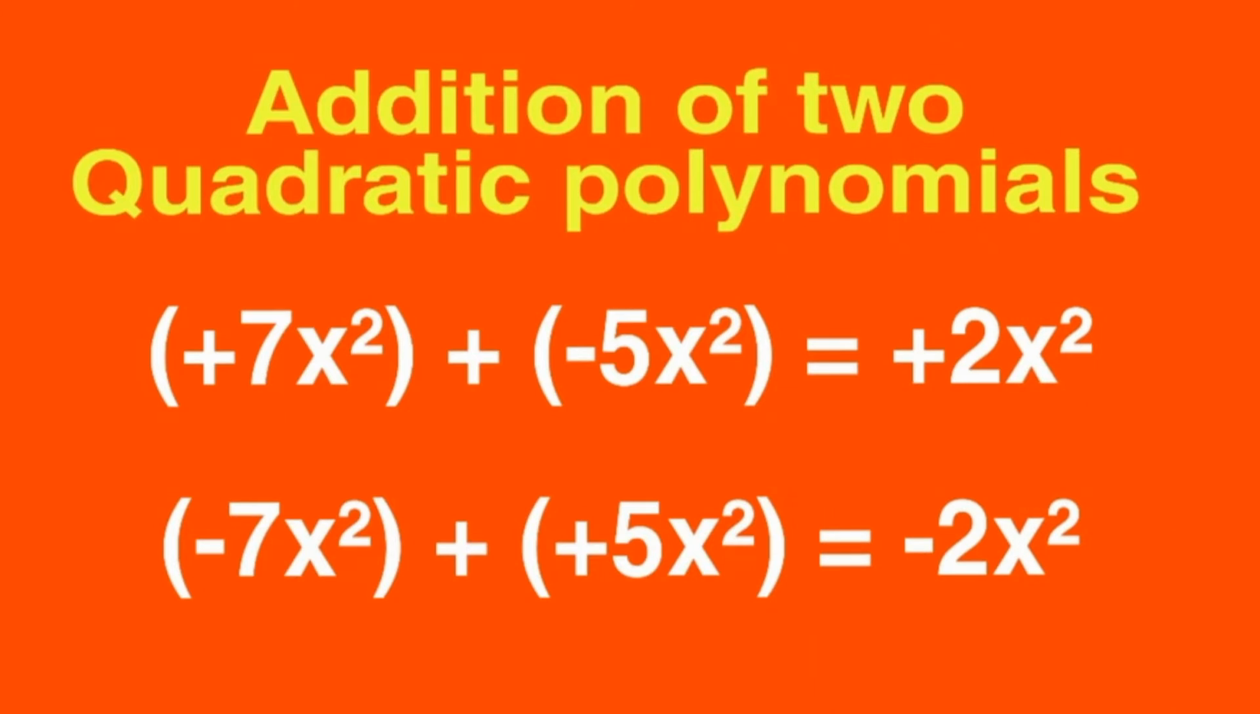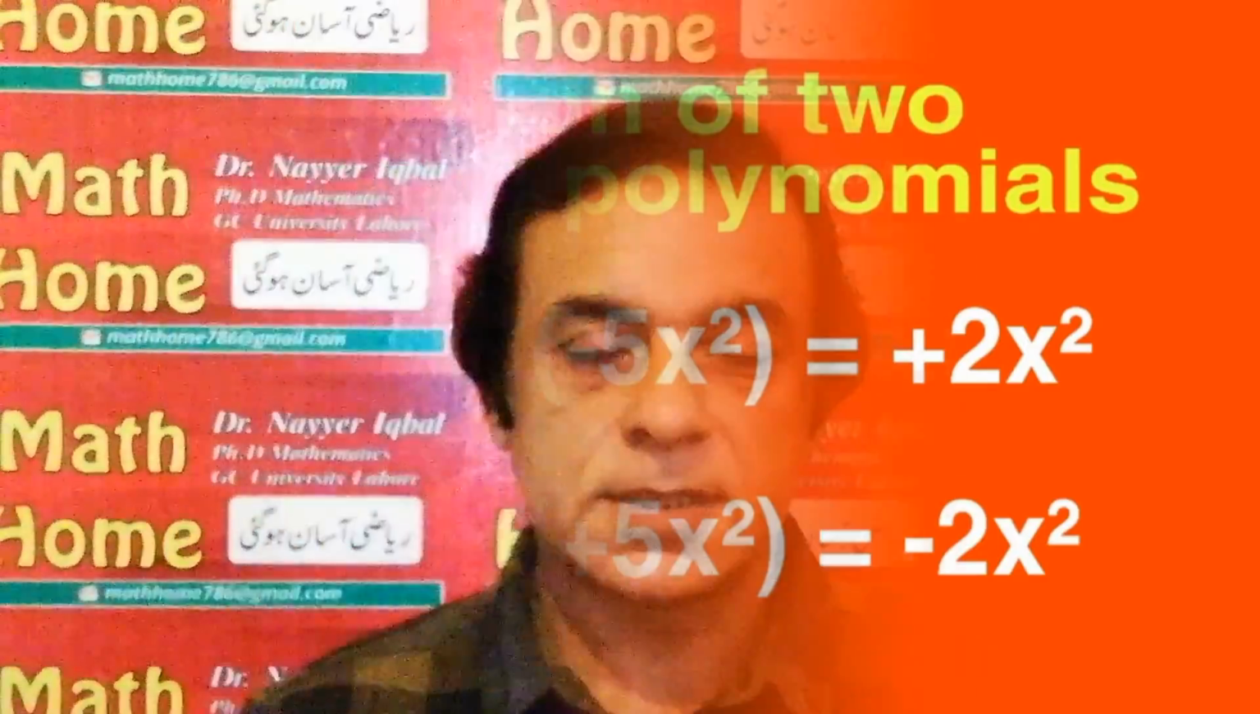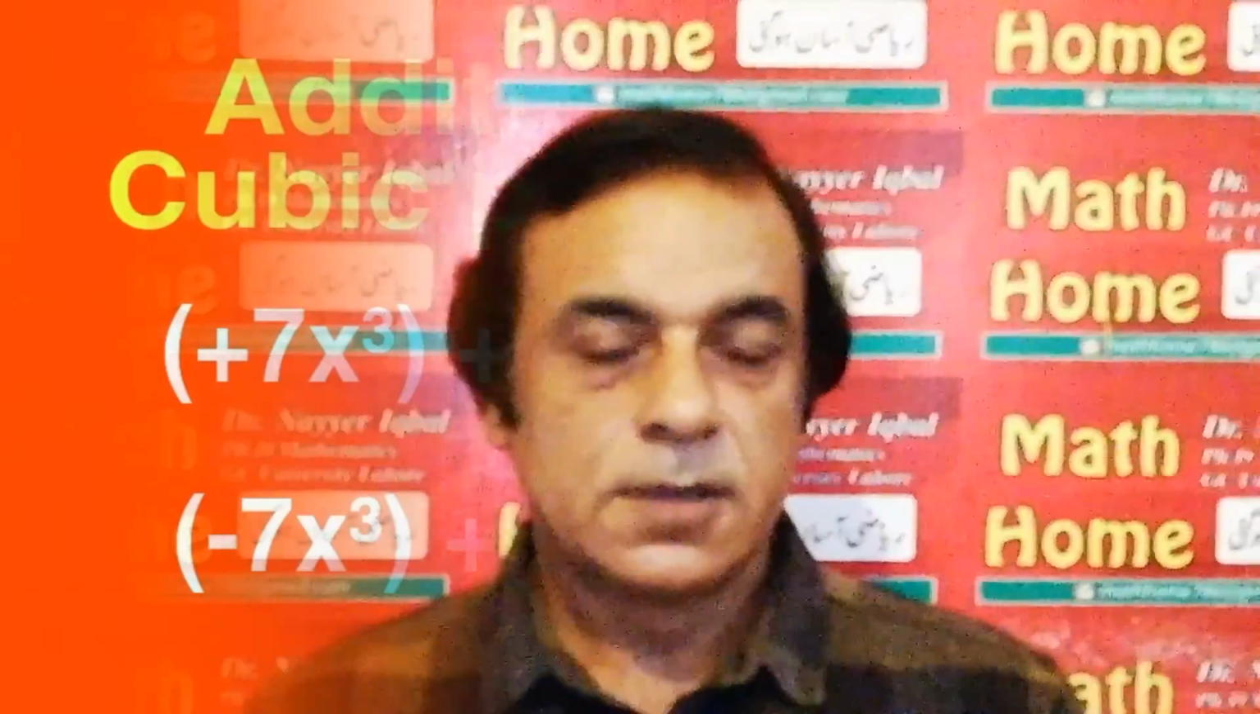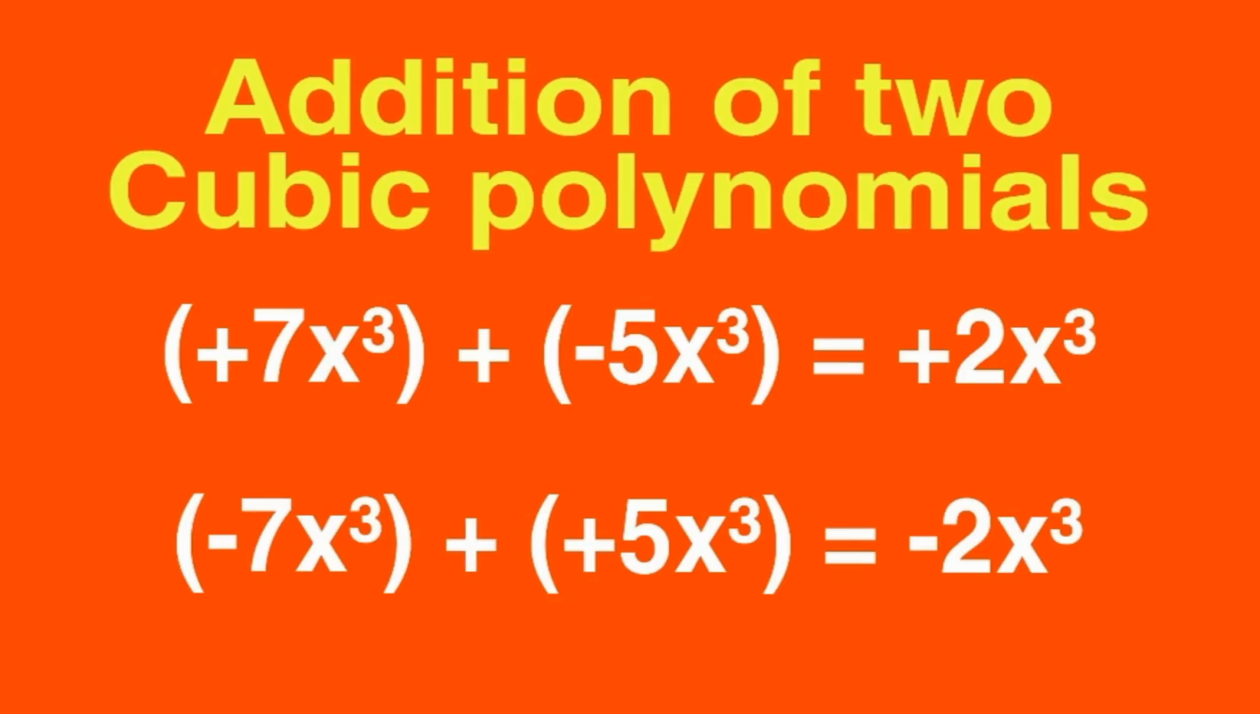Similarly, if we have a quadratic polynomial, meaning two terms are second degree terms, then again we have +2x square and -2x square in the answer. If we have cubic degree terms, again we have +2x cube and -2x cube. From this discussion, please students, one point must be noted: when we add any two polynomials or any two terms of similar degree, like terms, we actually add their coefficients.